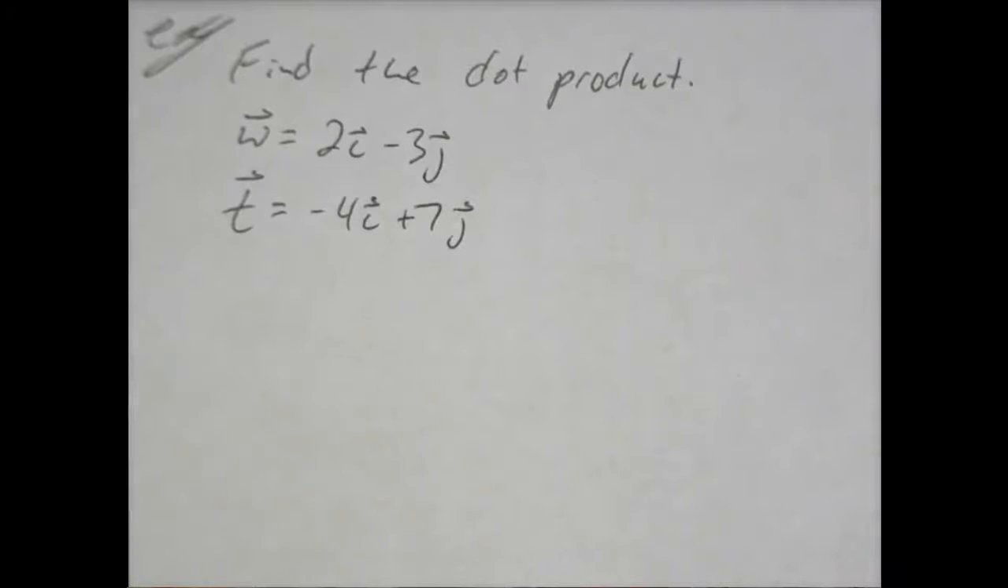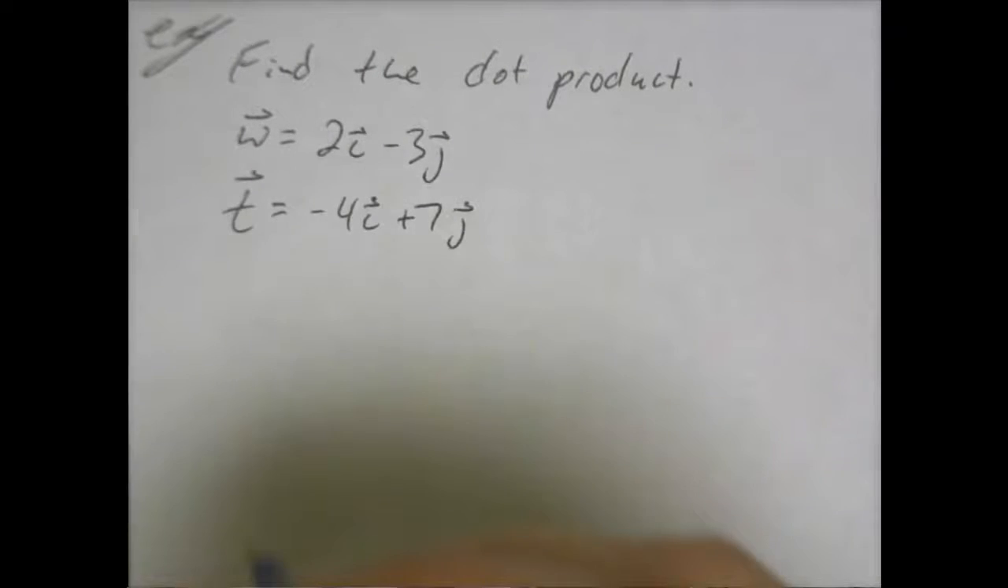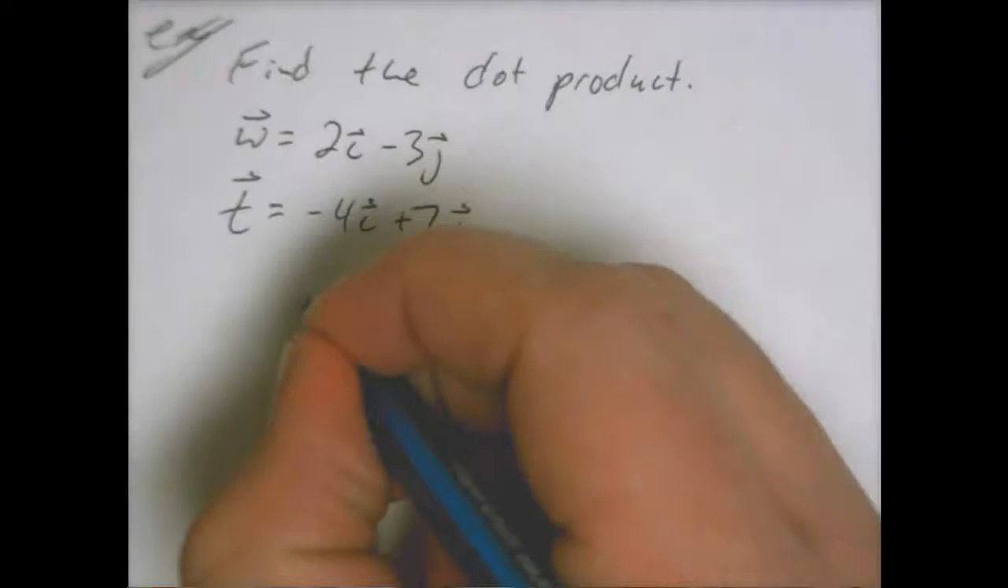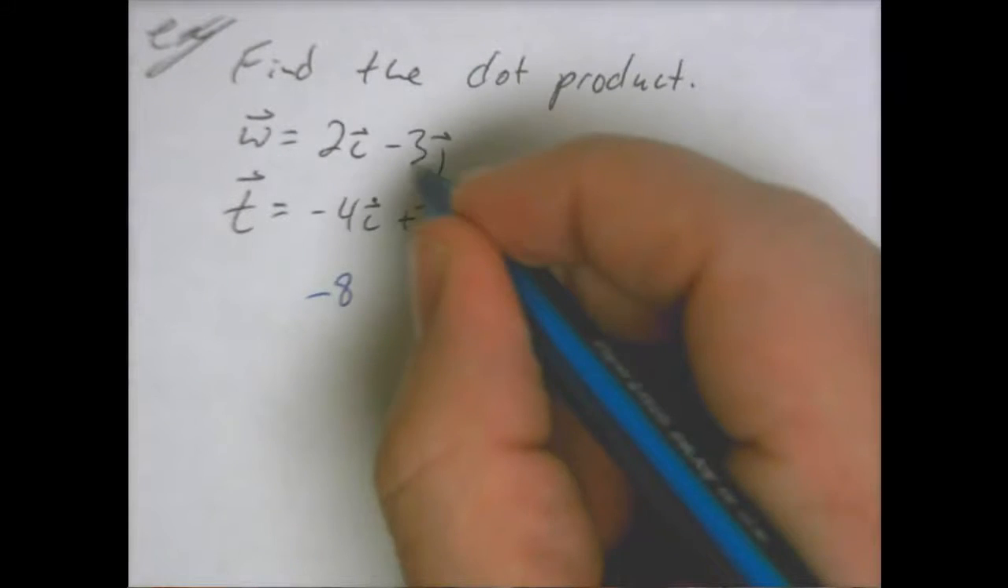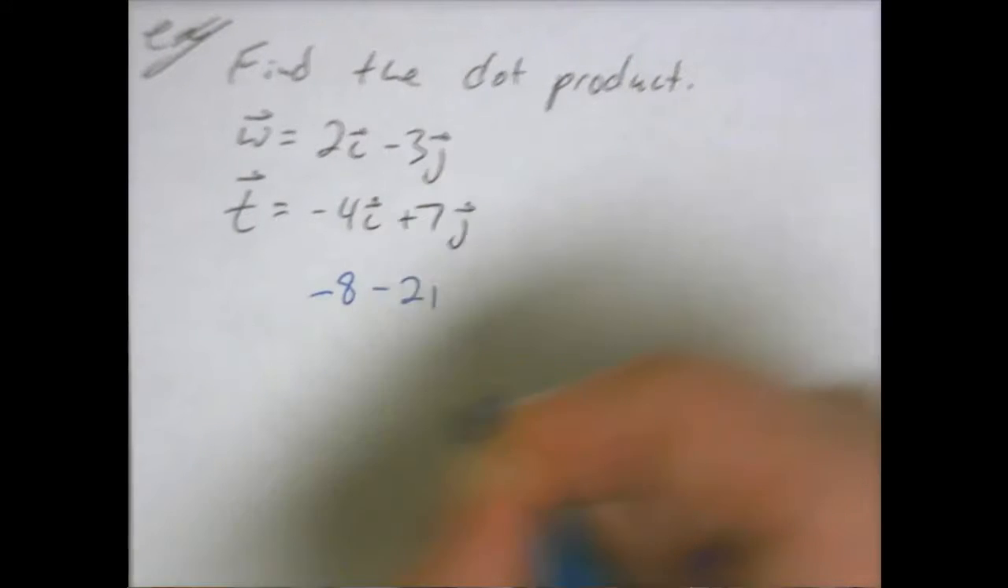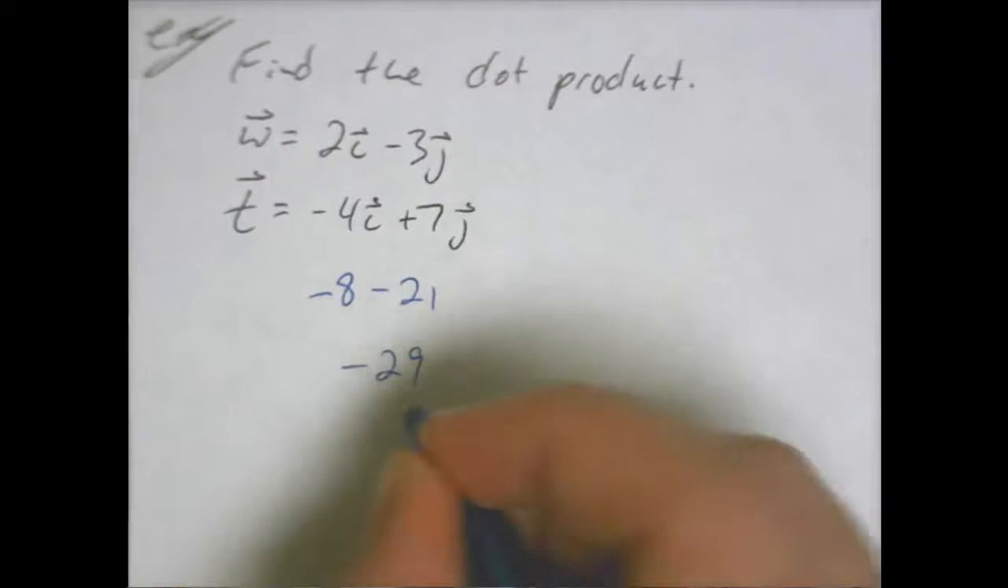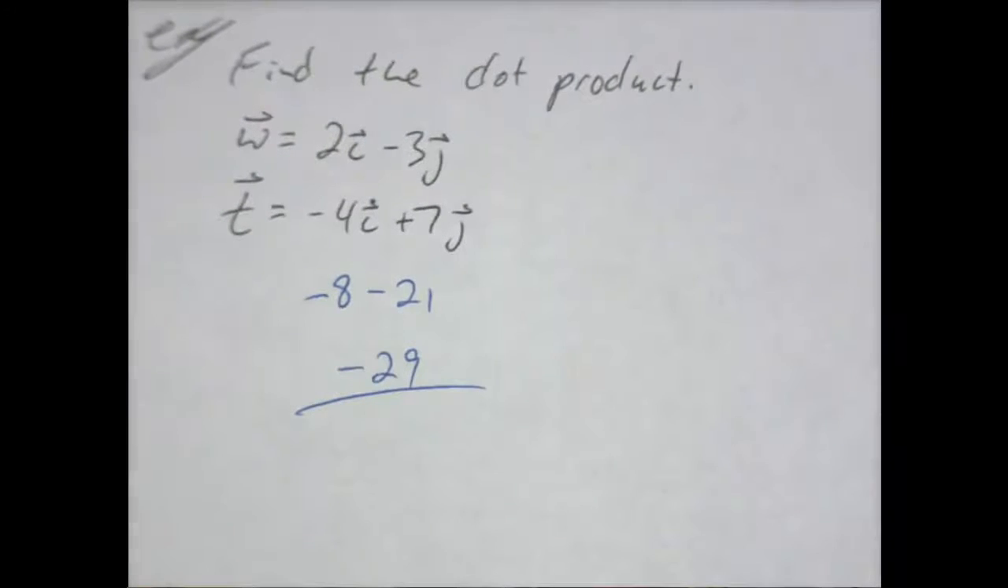Looking at another example now. This one, again, I'm just finding the dot product, except I'm given my vectors in standard form. 2 times negative 4, those are the x values, negative 8. My negative 3 times 7 is negative 21. If I add those values together, I have negative 29. There's my dot product.